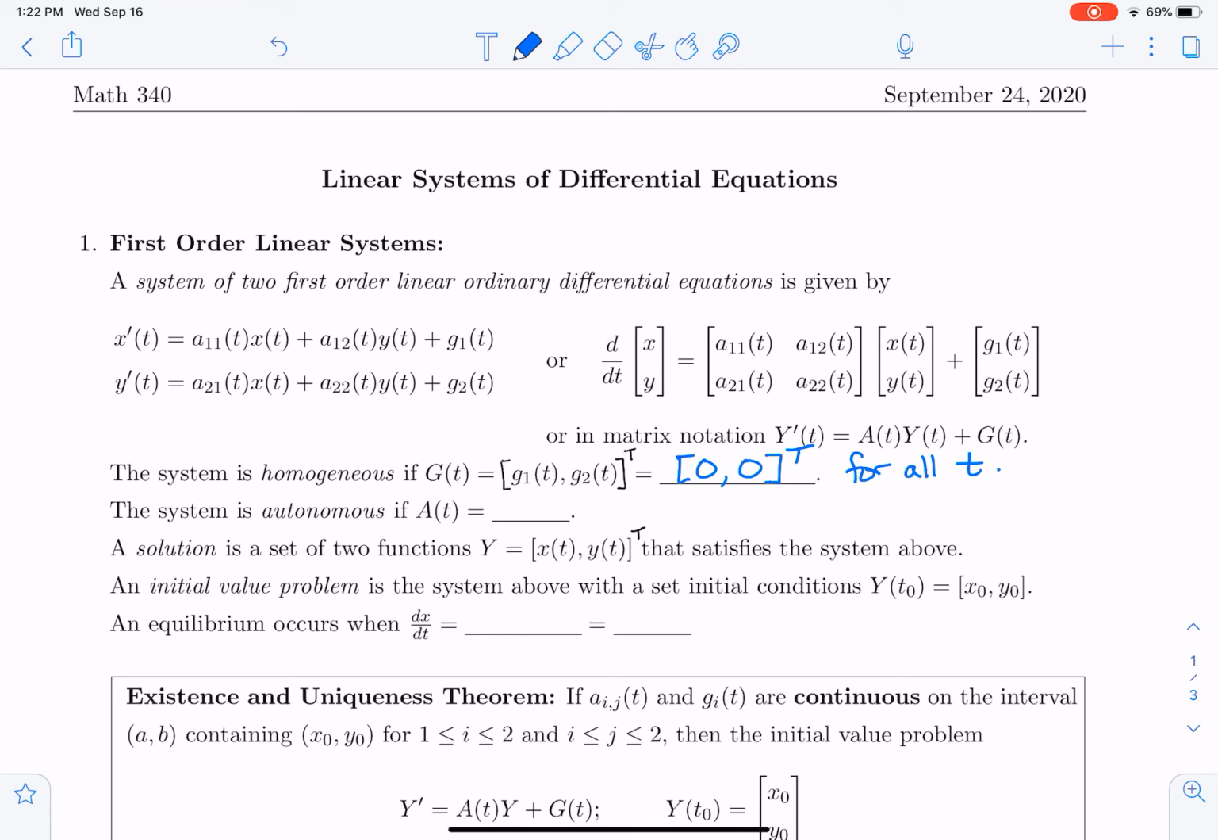We call the system autonomous, just like before, if A of t is equal to just a constant matrix A. So it does not depend on t.